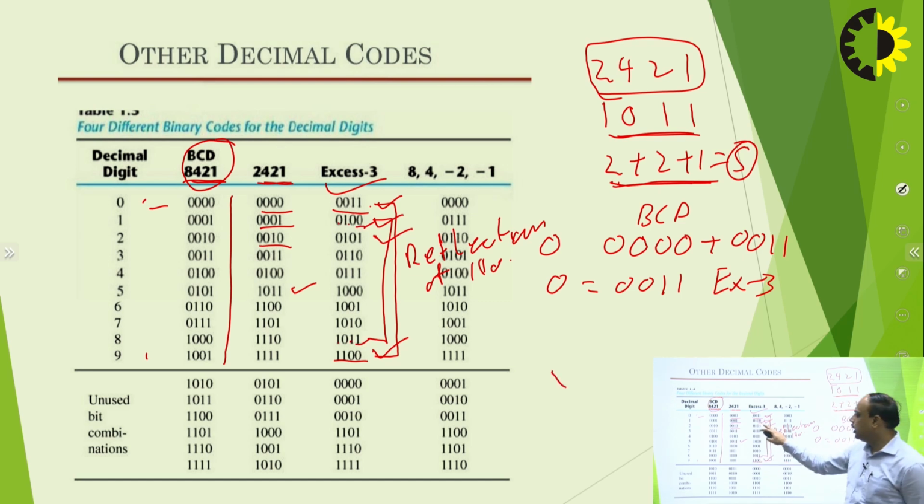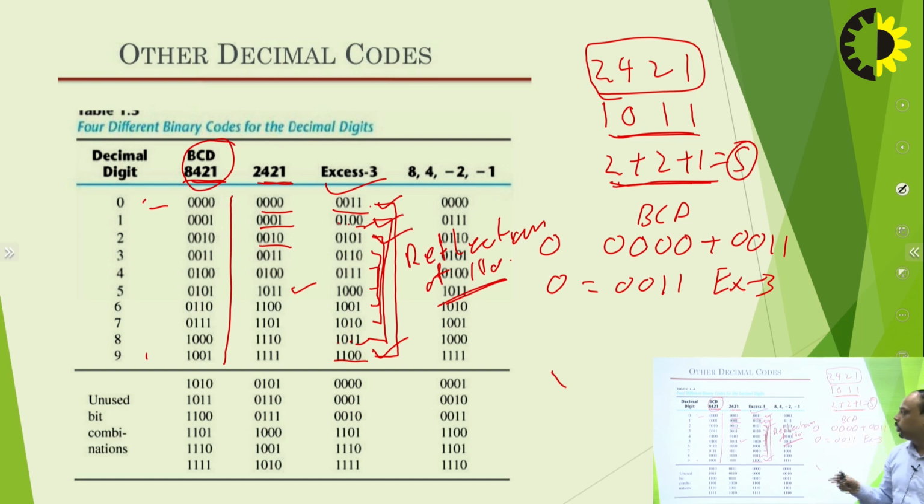In the same way, this is the reflection of this code, this is the reflection of this, and this is the reflection of this. So that's why in many applications, Excess-3 codes are very useful for representing numbers where we need reflections of the number in the application. So this is again a very important code known as Excess-3 code.